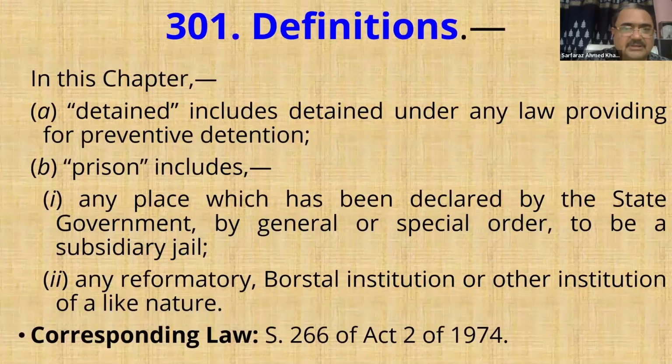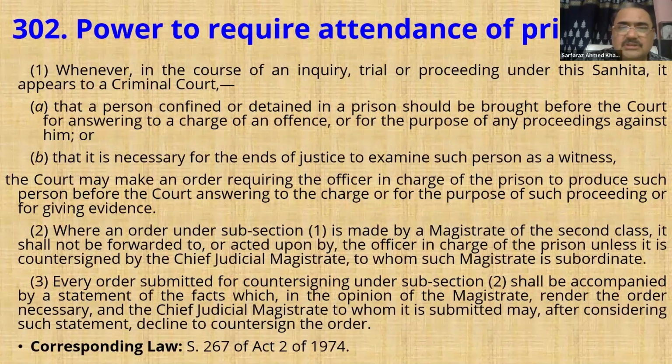So let me see first Section 301, which talks about the definition. In this chapter, it implies from 301 to 306. And in this chapter, detained includes detained under any law for preventive detention. It defines prison, and any other reformatory systems like Borstal institutions. 302 is the power to require attendance of the prisoners. Suppose the prisoners are in some jail or some other correctional homes, the court can pass an order for bringing those prisoners to the court.